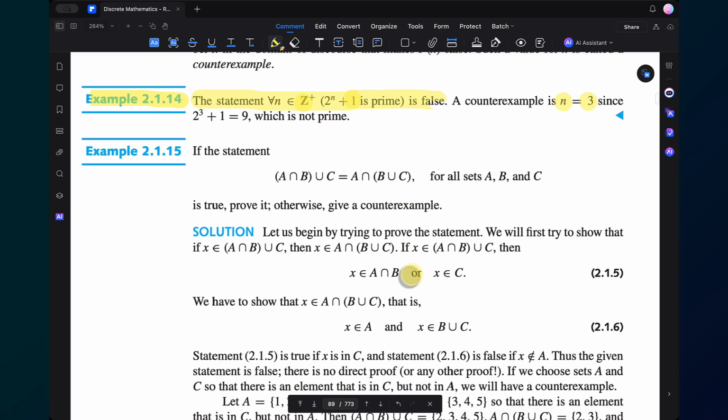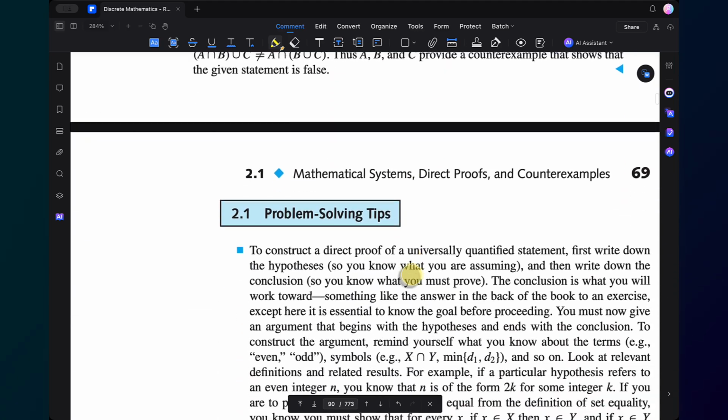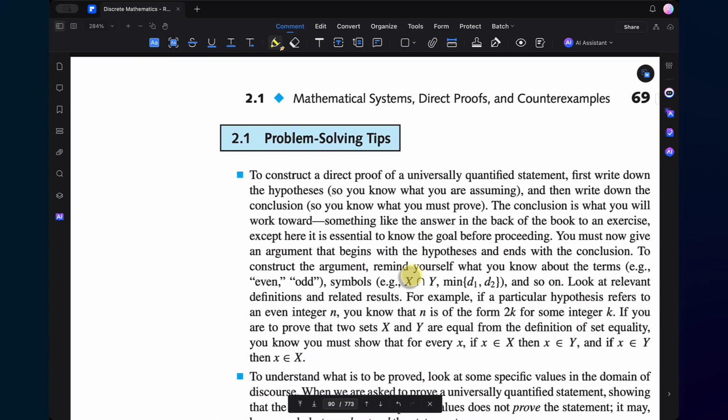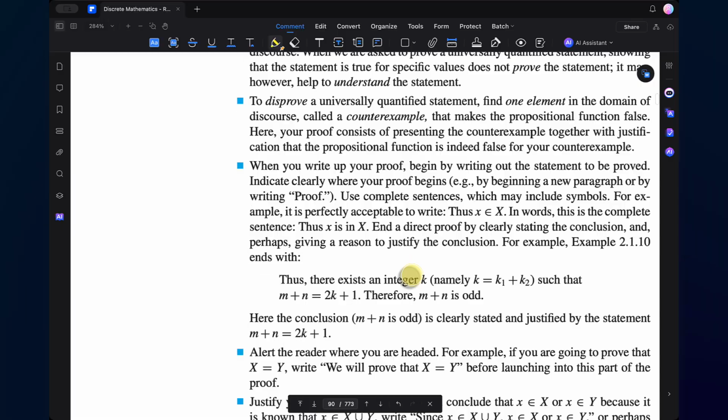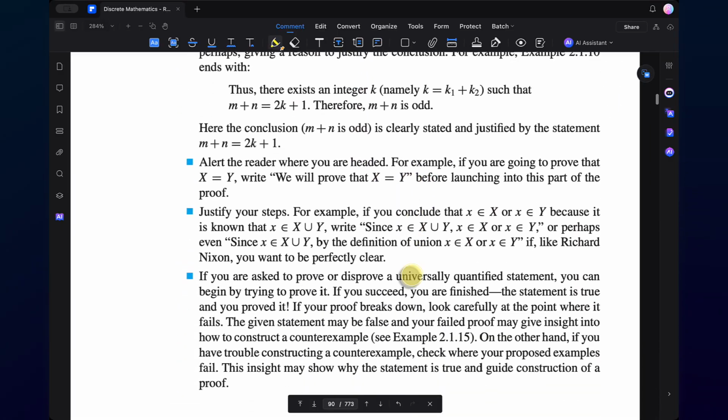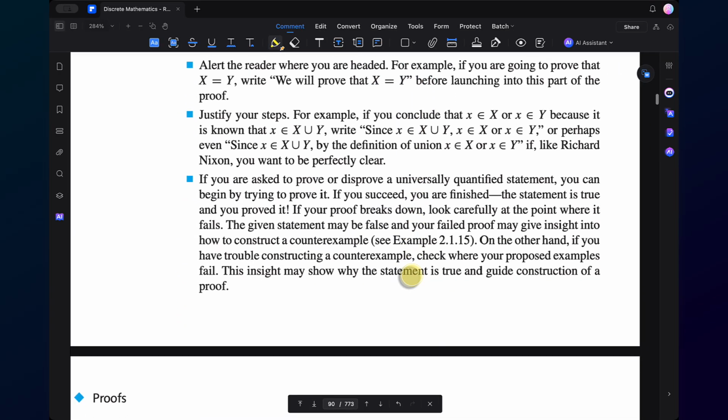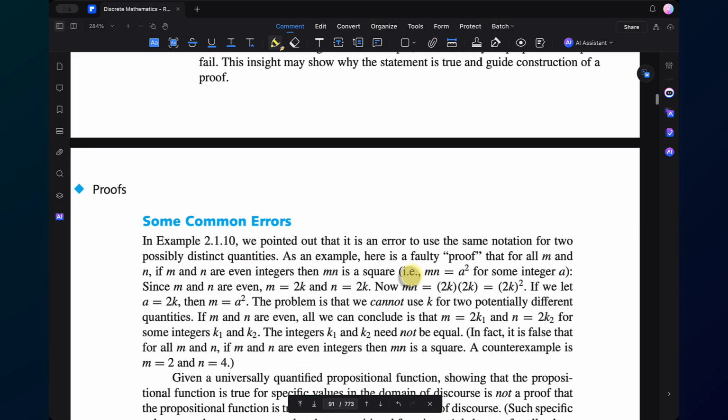Okay, so that's in a nutshell what's going on in 2.1, and there are some problems that you should do for homework, and it should make some sense.